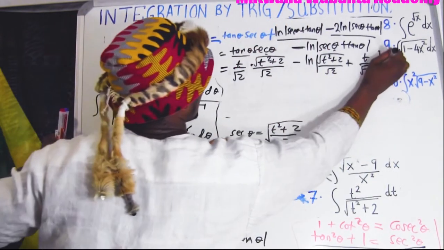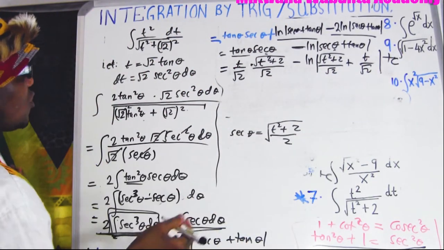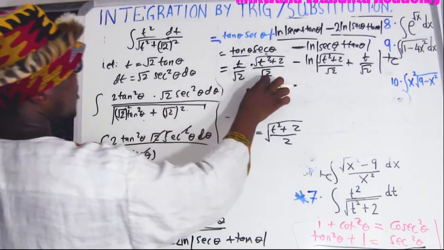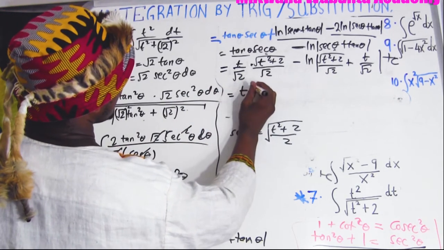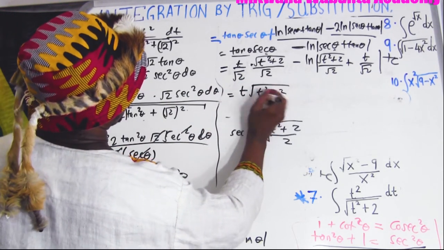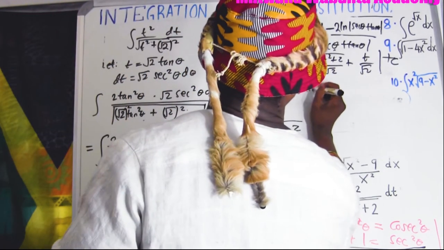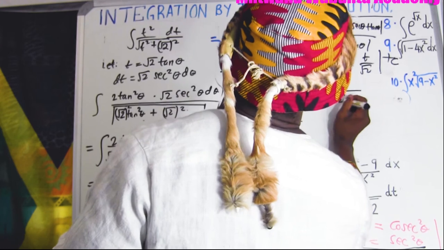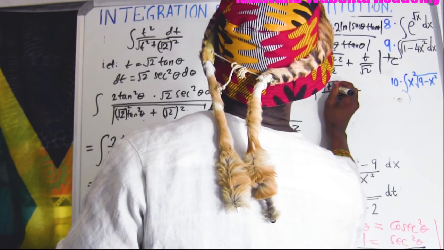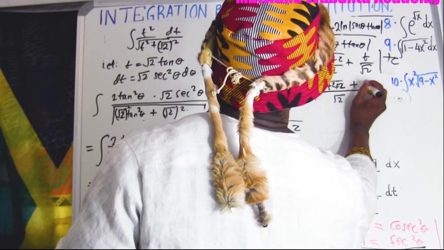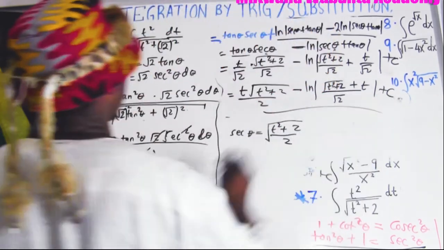Done. Easy. And then we add our constant now. So now what we can do, we can just simplify. Square root of 2 times square root of 2 equals 2. So it's like t over 2 minus, okay, common denominator here. Here, square root of 2, and this is going to be plus constant. The question is done.